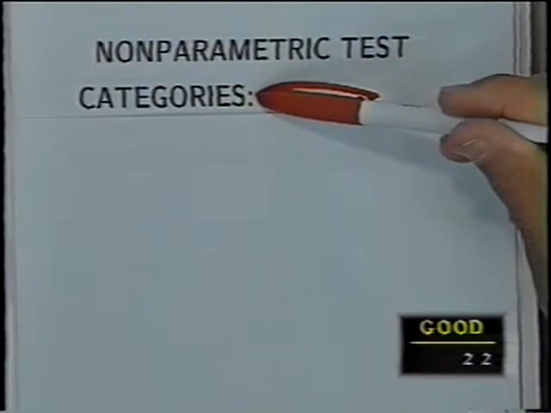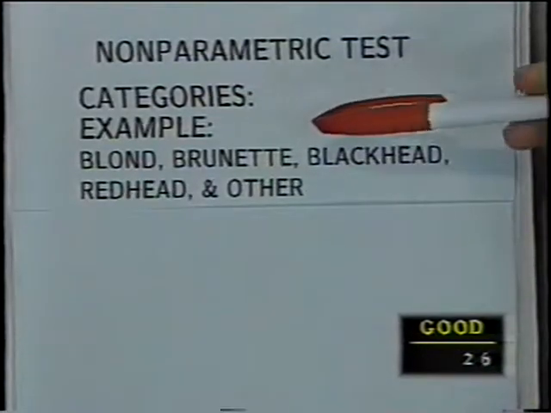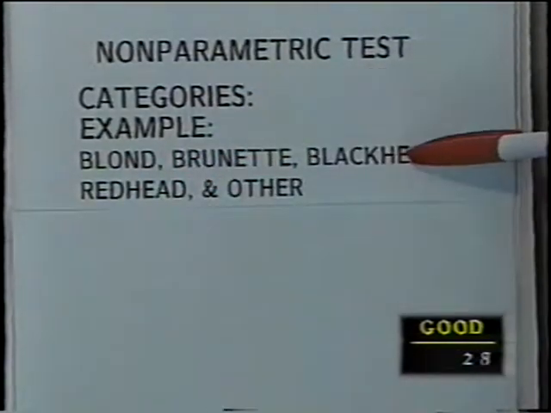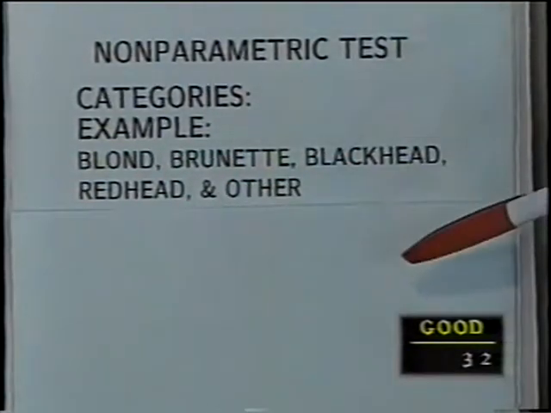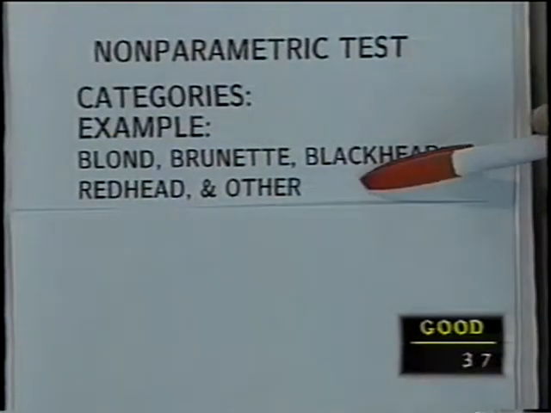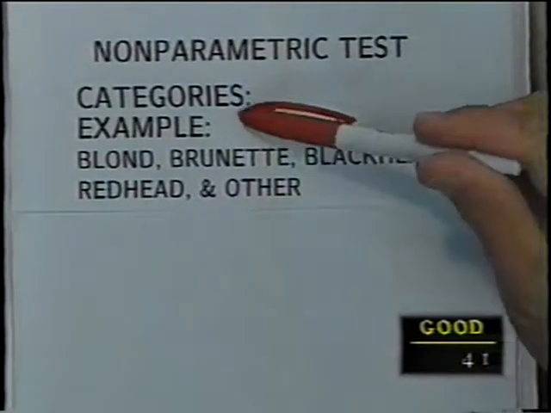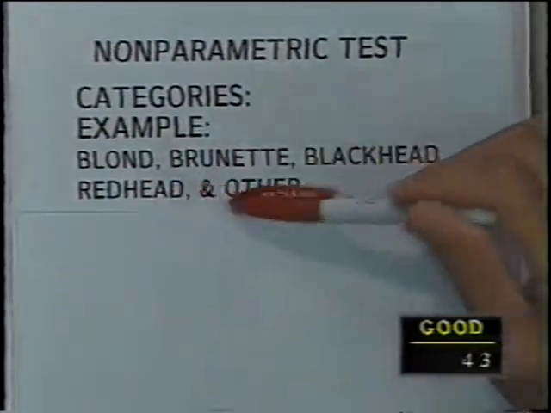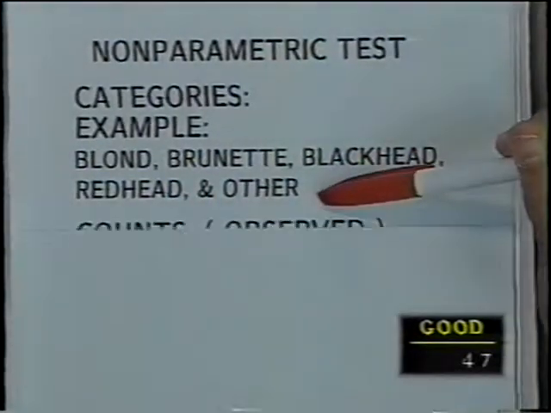In goodness of fit, there are things we call categories. Example of categories, let's say the color of hair: blonde, brunette, blackhead, redhead, and other. I have 1, 2, 3, 4, 5 categories. These would be called levels of a factor in other branches of statistics. But in goodness of fit, they're called categories. So levels of a factor are now the categories, and there are 5 of them.